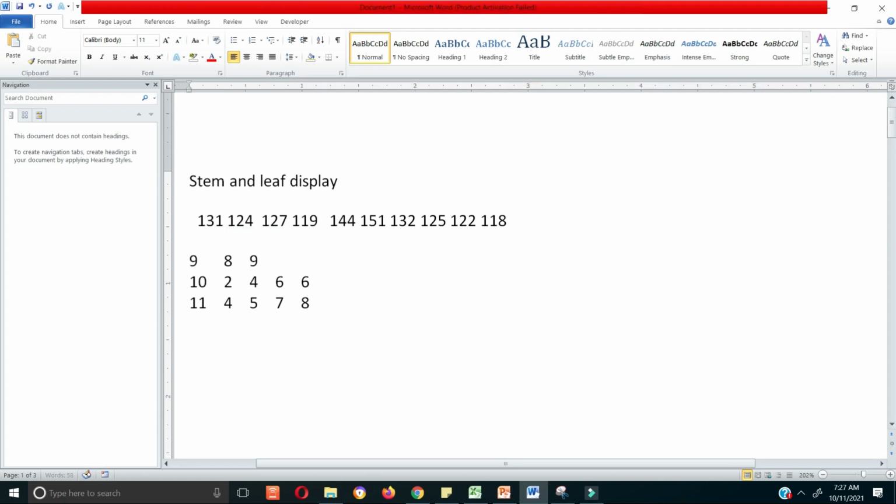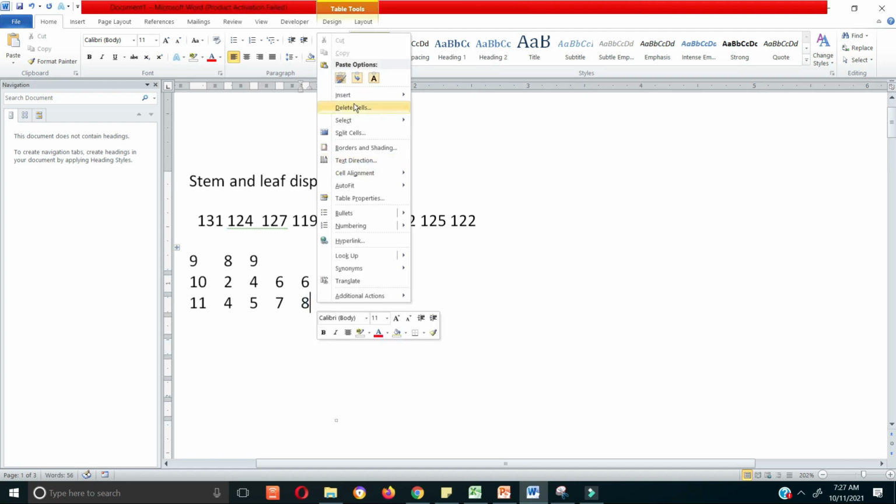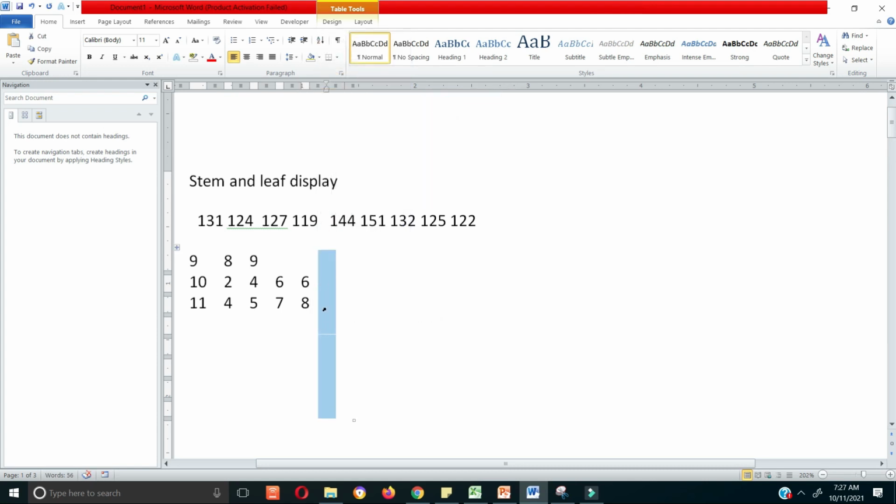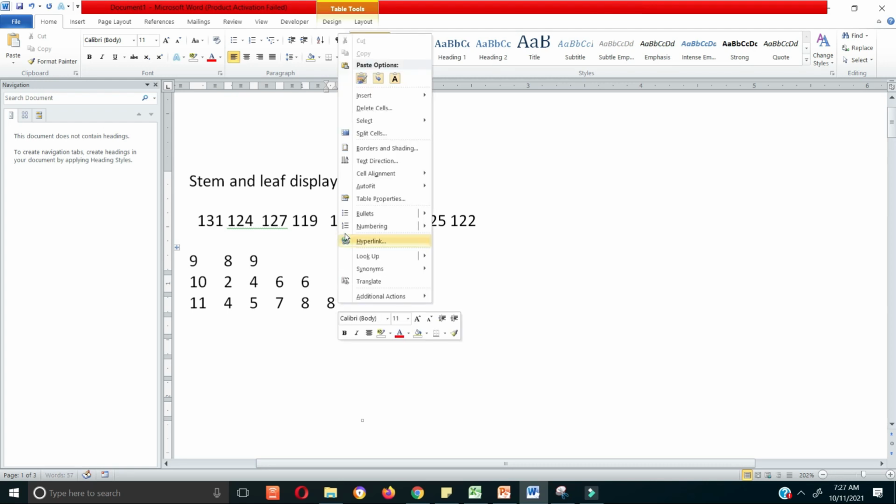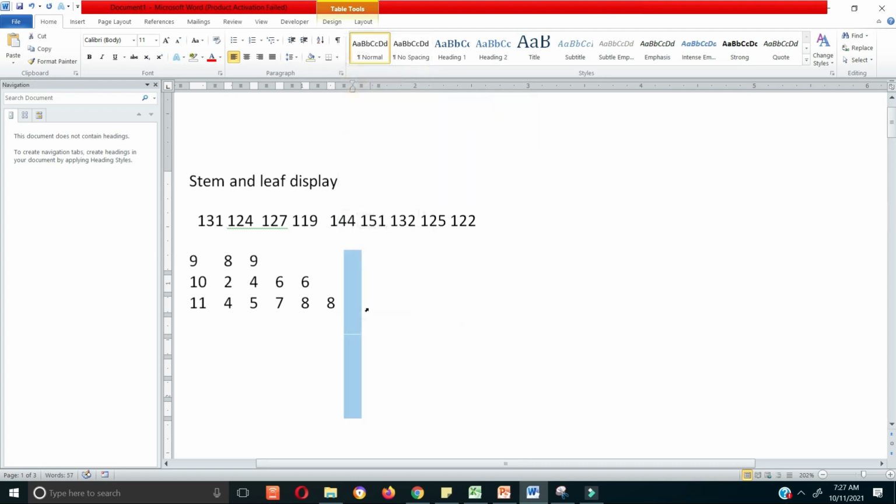It doesn't really matter as long as you represent all the data, because this is a frequency distribution. As long as you capture all the data, so you have the 119 now.